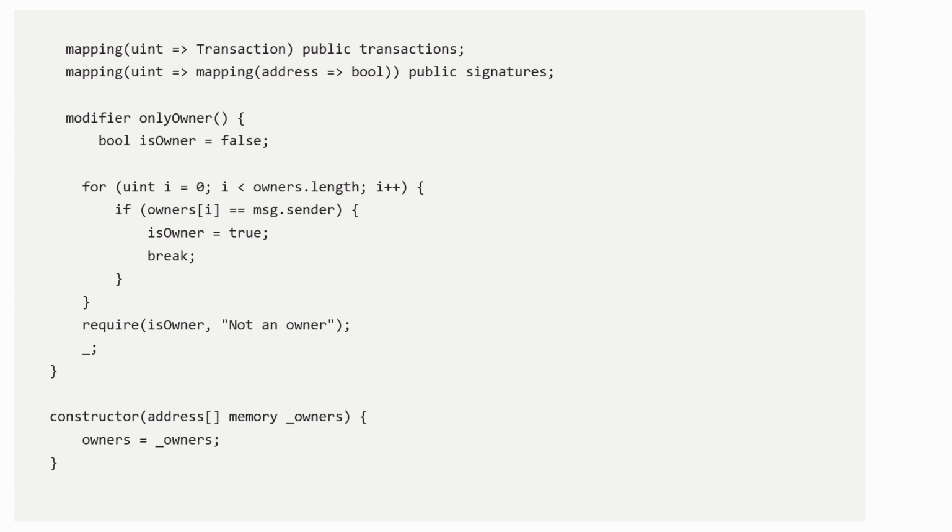Signatures is a mapping that keeps track of the signatures collected for each transaction, associating the transaction ID with the signers' addresses. Only owner is a modifier that checks whether the function caller is one of the designated owners of the multi-signature wallet, ensuring that only authorized parties can execute specific functions. The constructor function initializes the owner array with the addresses passed as arguments.